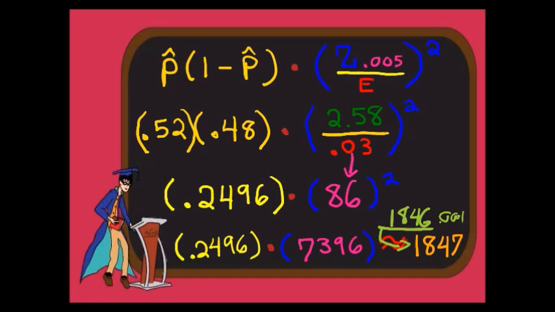Now it didn't happen in this question, but it may happen in some of your other questions in the near future. So keep an eye out for that decimal value. You cannot have a decimal value in sample size.